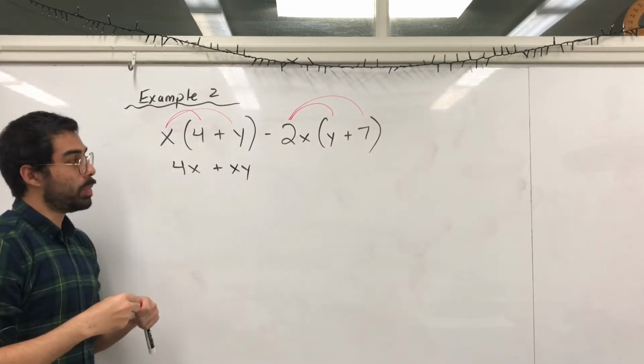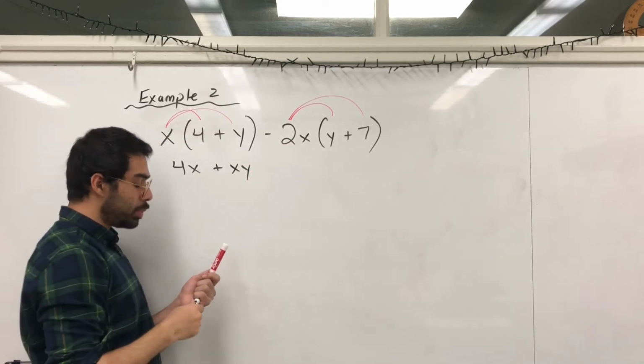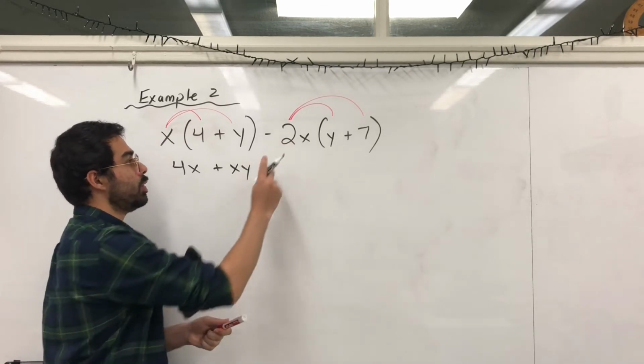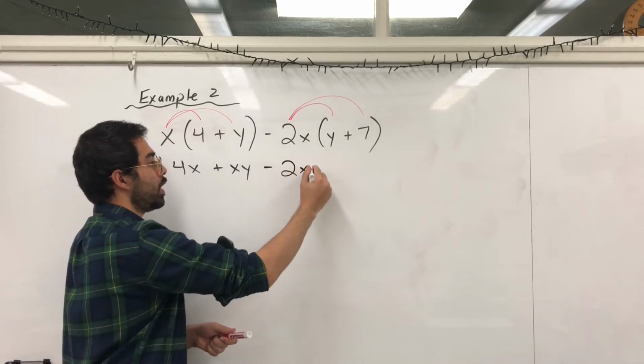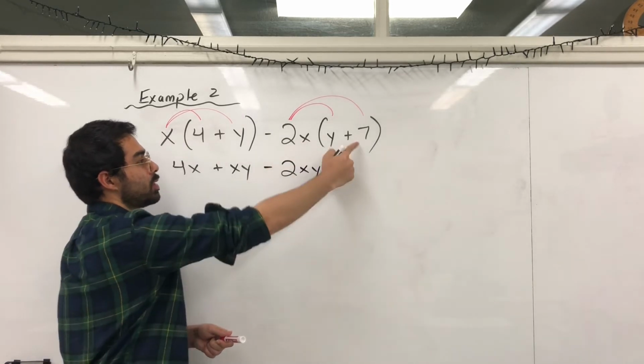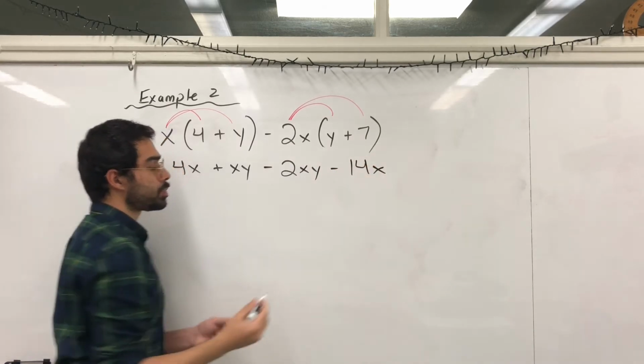Okay, remember this is a negative 2x, not a positive 2x. We're distributing that negative as well. So negative 2x times y is negative 2xy. Negative 2x times 7 is negative 14x.